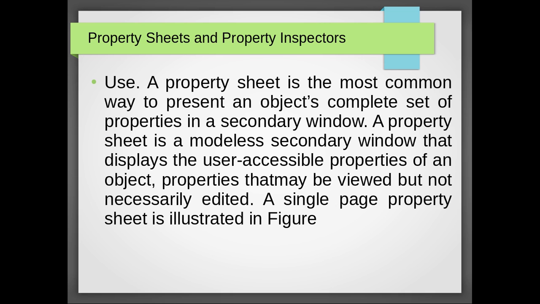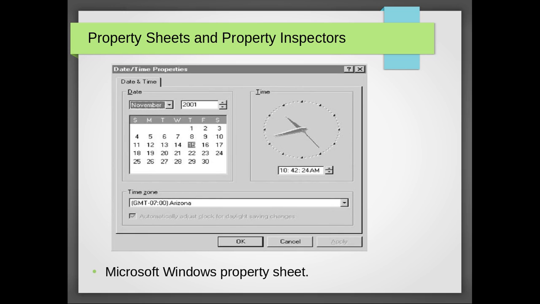A property sheet is the most common way to represent an object's complete set of properties in a secondary window. A property sheet is a modeless secondary window that displays the user accessible properties of an object, properties that may be viewed but not necessarily edited. A single page property sheet is illustrated here: date or time properties, a Microsoft Windows property sheet.